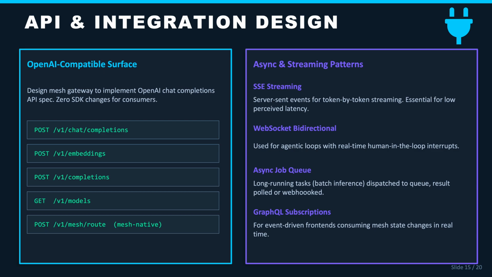On top of this synchronous surface, you layer async and streaming patterns. Server-sent events. Streaming is non-negotiable for any user-facing application. Token-by-token streaming dramatically reduces perceived latency. WebSocket bidirectional connections support agentic loops with real-time human-in-the-loop interrupts. Async job queues handle long-running batch inference workloads, with results delivered via polling or webhook callbacks. And GraphQL subscriptions serve event-driven frontends that need to react to mesh state changes in real time. The right integration pattern depends on your latency requirements, workload type, and consumer architecture.